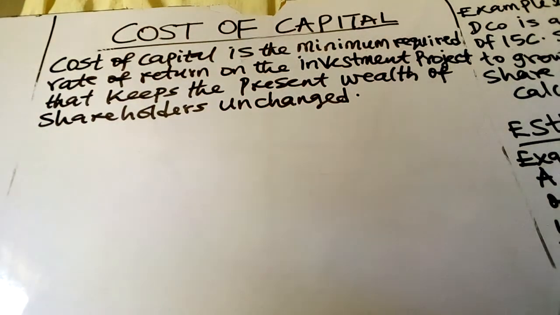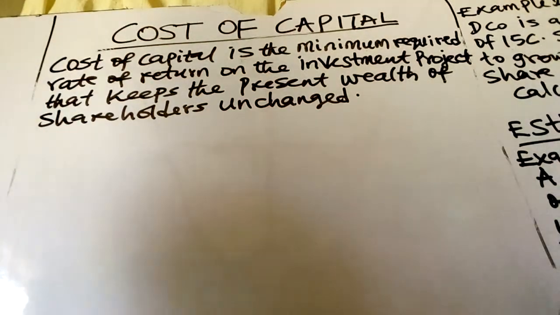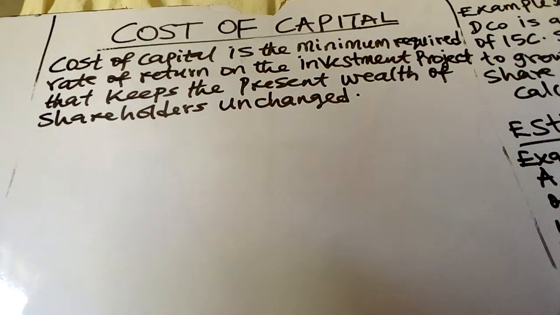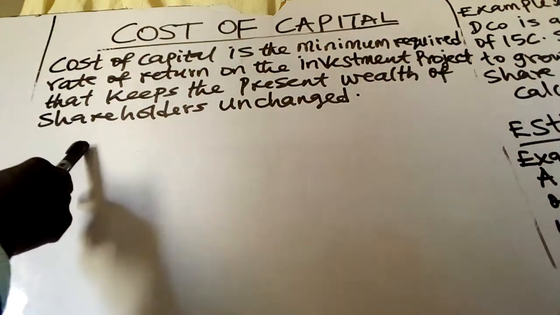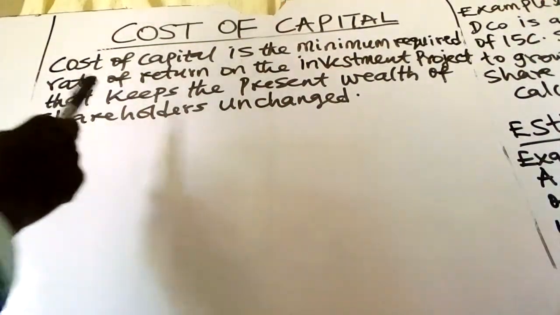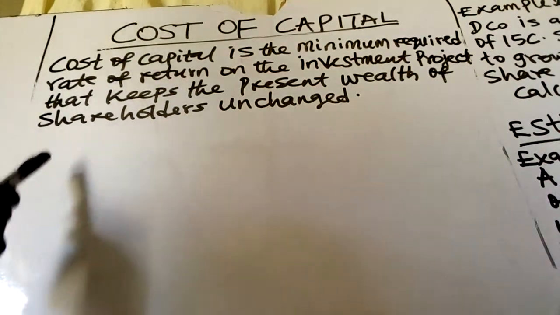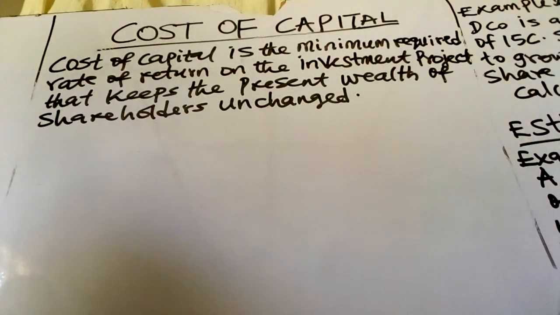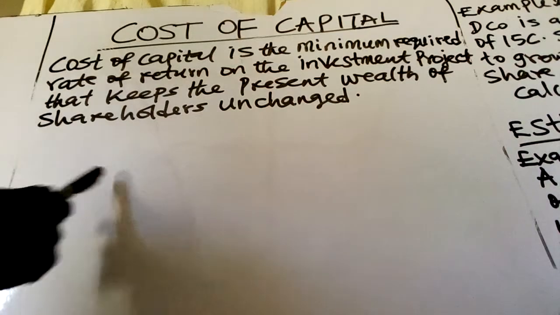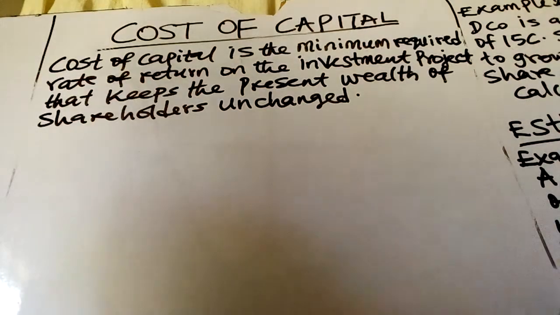So, we have sources of finance, sources of long-term finance. We have the equity or ordinary shares. That is number one. Number two, the preference shares. And the third one is debt.